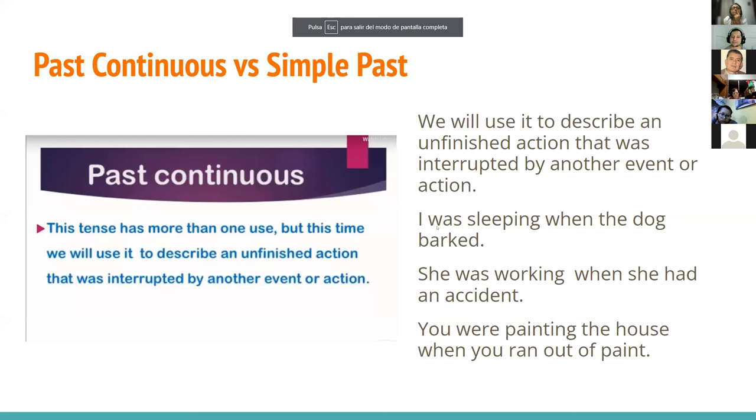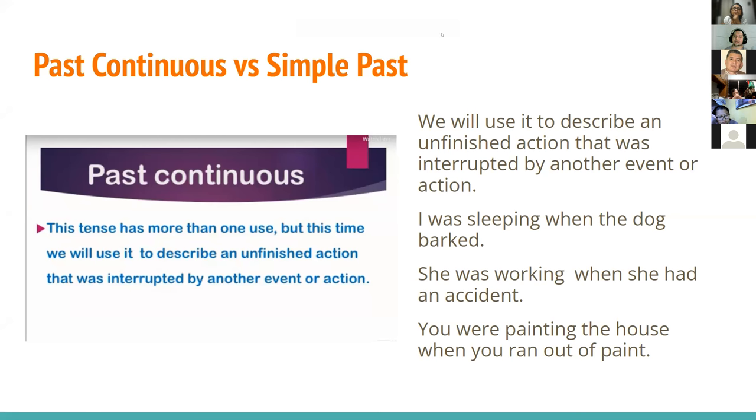The past continuous, this tense has more than one use, but this time, we will use it to describe an unfinished action that was interrupted by another event or action. For example, I was sleeping when the dog barked. She was working when she had an accident. You were painting the house when you ran out of paint.